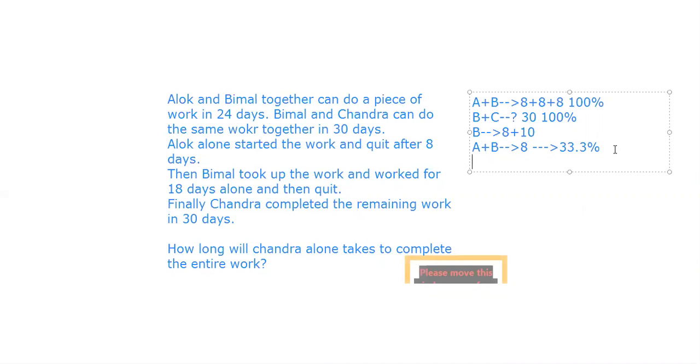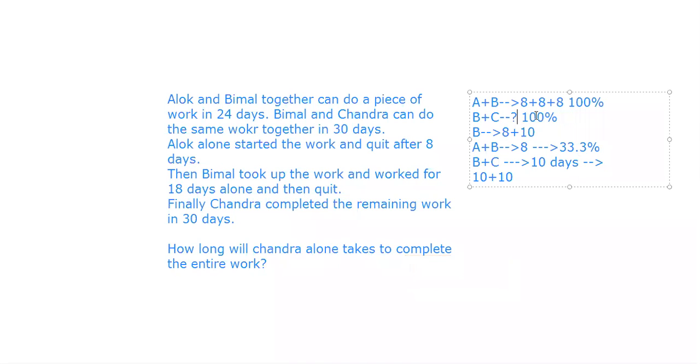Now let me take Bimal's 10 days and Chandra completed the remaining work in 30 days. Out of the 30 days, I'll take 10 days. So Bimal 10 days, Chandra 10 days. Together they work for how many days? 10 days. So in 30 days, they complete 100% of the work, which means 10 plus 10 plus 10.